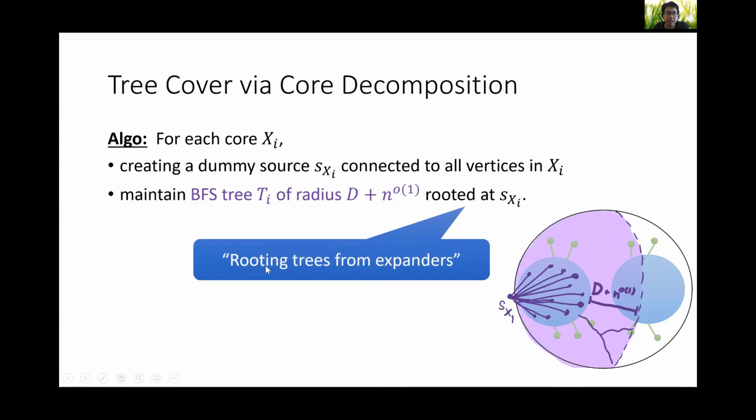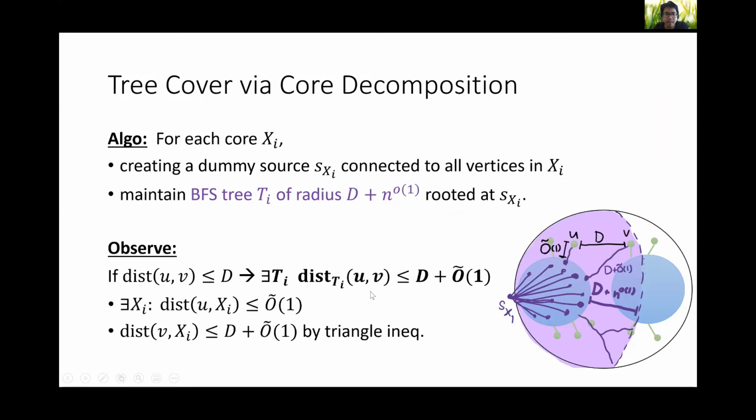And this is what I mean by rooting trees from expander, because the core is an expander. Now observe this. Suppose that you have U and V with distance less than d. Then I claim that there must exist a tree such that the distance from U to V in the tree is also small. And why?